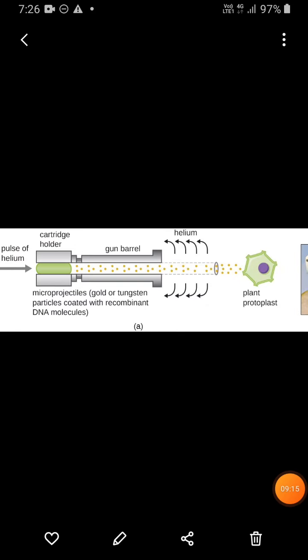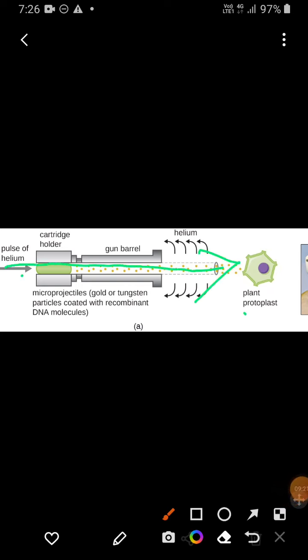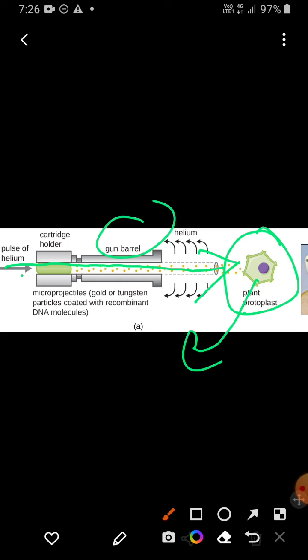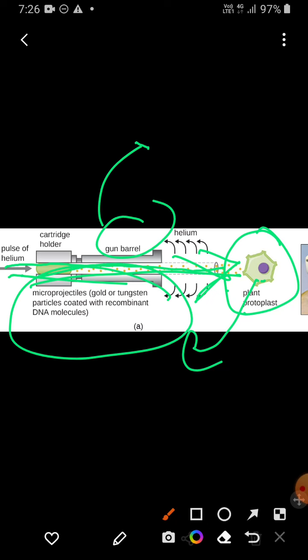So what are the advantages of the gene gun method? As it uses a very large amount of force, it does not matter what kind of architecture the cell possesses, whether it contains a cell wall or not. We don't need to bother about that, because here we are using so much force to transfer our microprojectiles, that is gold or tungsten coated recombinant DNA, that they will simply penetrate the cell at any cost. As a result, we don't need to bother about the penetration.